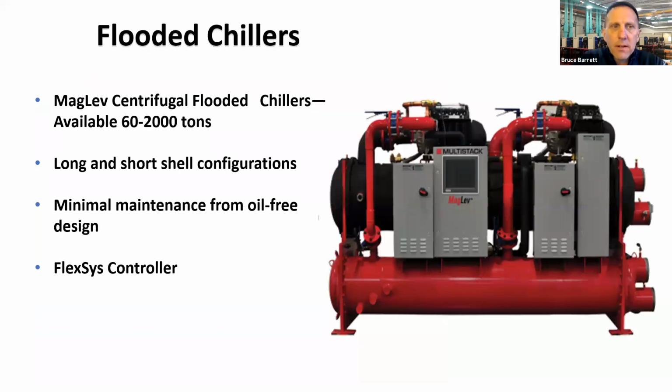Okay, so on to flooded machines. We go from 600 to 2,000 ton machines. We have long and short shell configuration. Short shell, those are a 5-foot shell with a max of 2 compressors. They go up to about 220 tons. So if you've got a small compact space, you need around 200 tons or less, that 5-foot shell option might be a good choice. Again, they all come standard with our Flexsys controller. In fact, I got to change that picture. It's now an 18-inch touch screen, all updated with the newest technology.